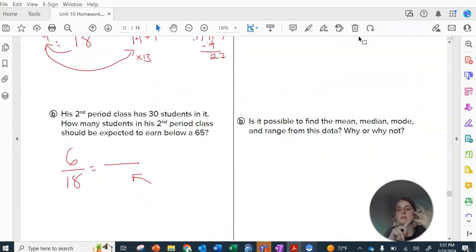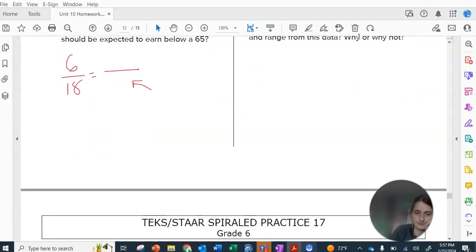Is it possible to find the mean, median, mode, and range of this data? This is not a one answer yes or no. There are yes or no's for mean. There's a yes or no for median. They're going to be different answers. So go ahead and tell me all the things you can say yes to, all the things you can say no to. And then explain.